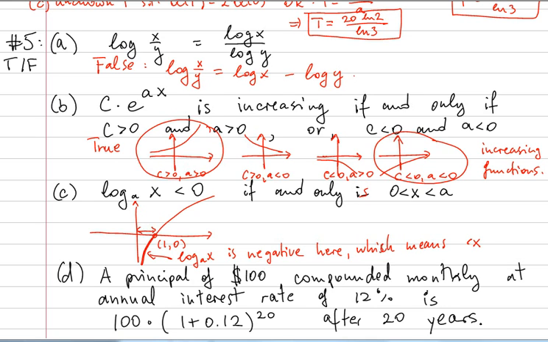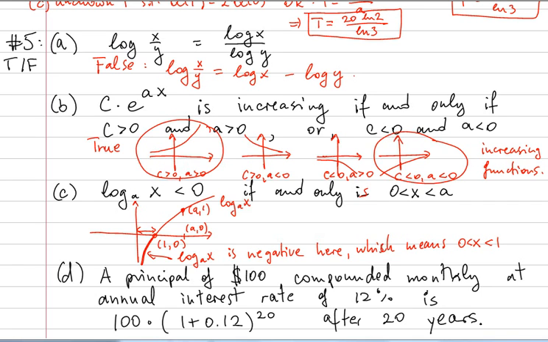So x is between 0 and 1 in order for the logarithm to be negative, and not between 0 and a. At a, the logarithm is 1. So if this is (a, 0), this point here is (a, 1) for the function log base a of x.